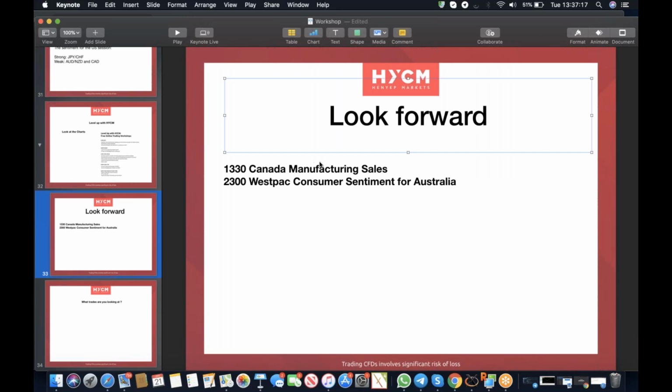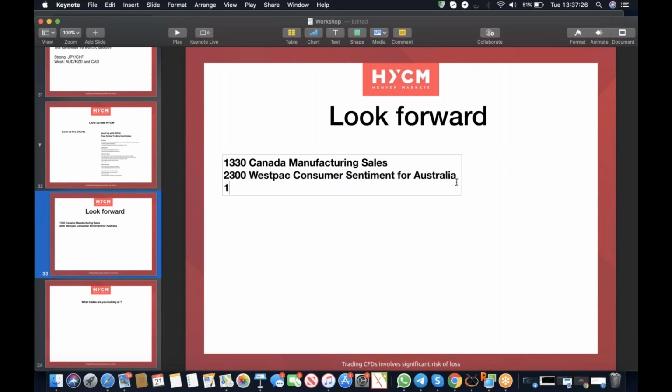Now, looking forward, we've got manufacturing sales for the CAD. And at 11 o'clock, we've got the Westpac Consumer Sentiment from Australia. And don't forget, at 3 o'clock, we have Mark Carney. That could be one interesting one to look for with Japanese yen. If we get bearish comments from Mark Carney, we should see some retracements from the wage growth.